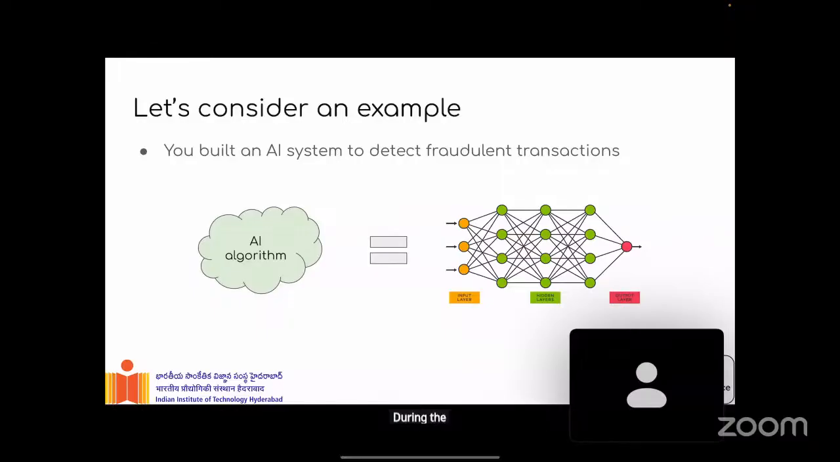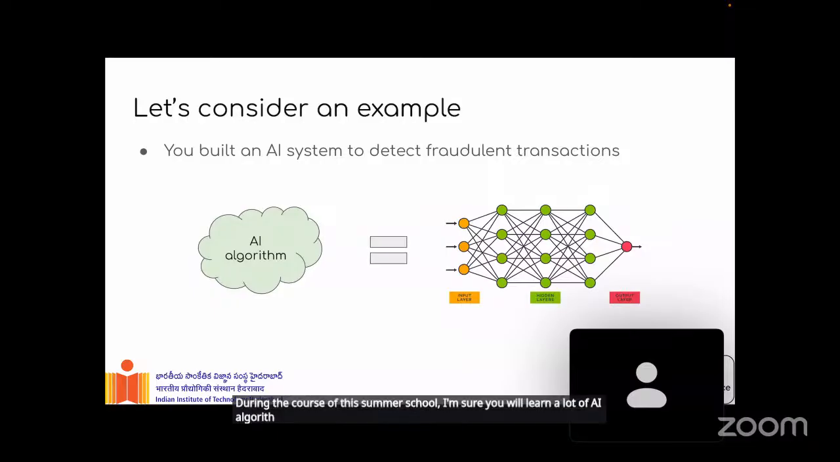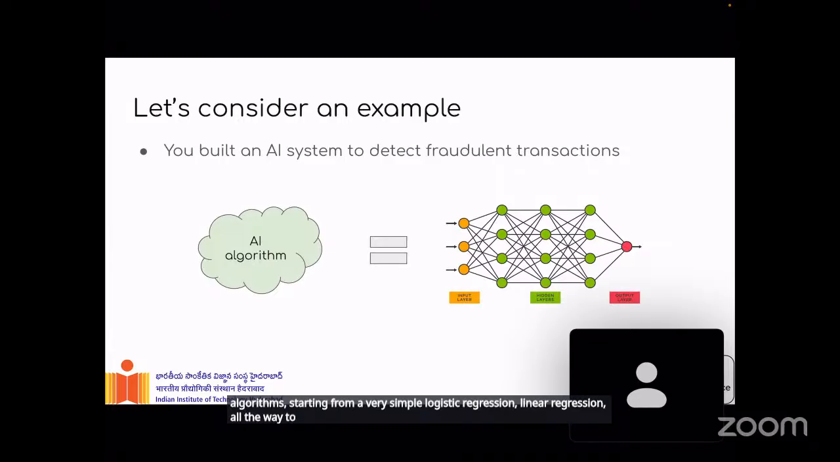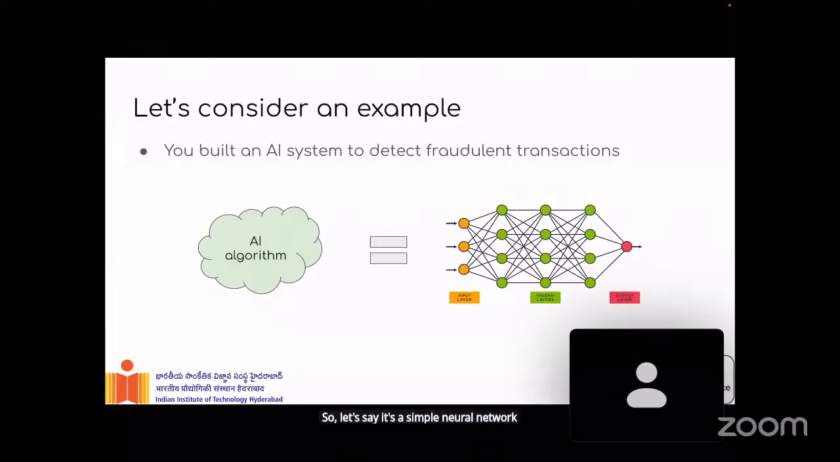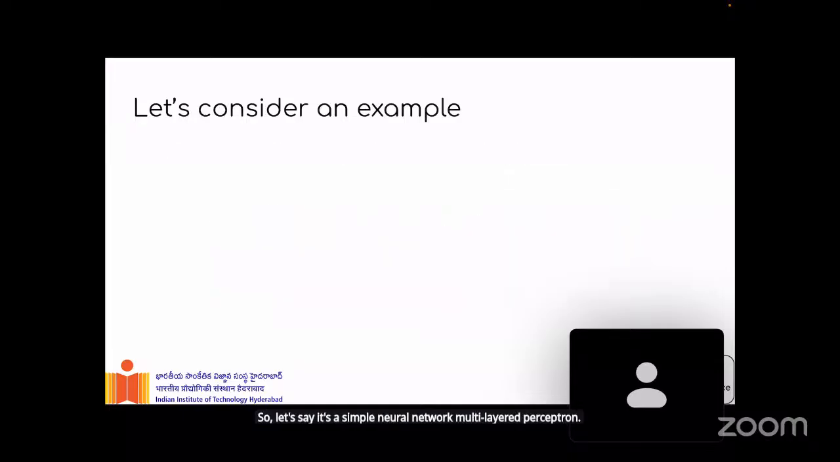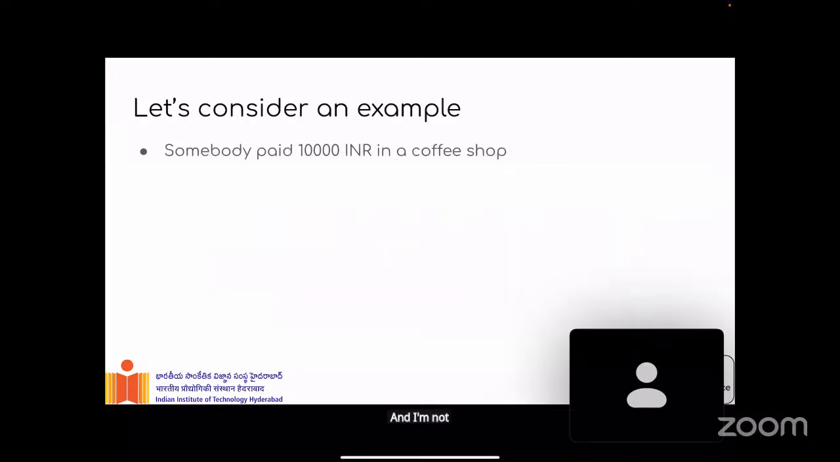During the course of the summer school, I'm sure you will learn a lot of AI algorithms, starting from a very simple logistic regression, linear regression, all the way to maybe vision transformers, even more sophisticated like diffusion models, GANs, etc. So let's say it's a simple neural network, multi-layered perceptron. And I'm not going into how you trained and all that. Let's say you already have developed it.